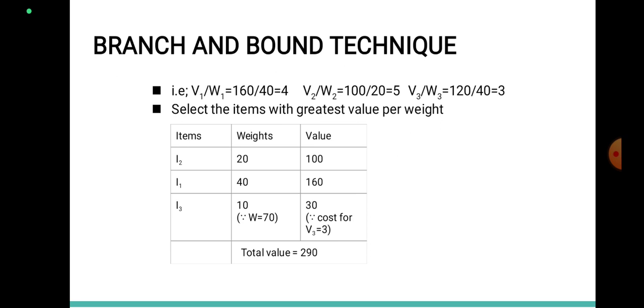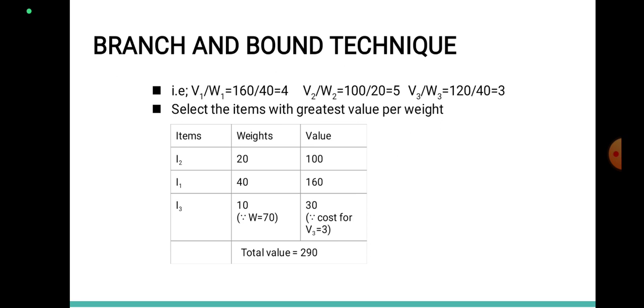The greatest cost is for item 2. So we will first select item 2, that is, weight is 20 and value is 100. The next smaller cost is for item 1, that is 4. So the weight is 40 and value is 160.